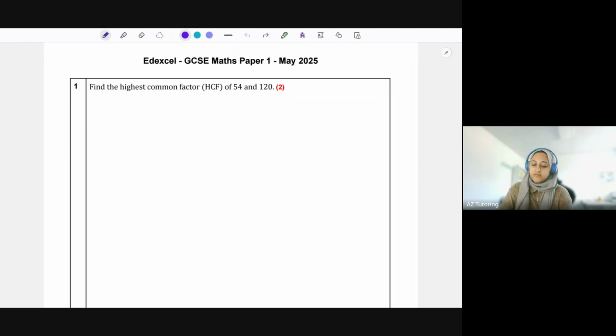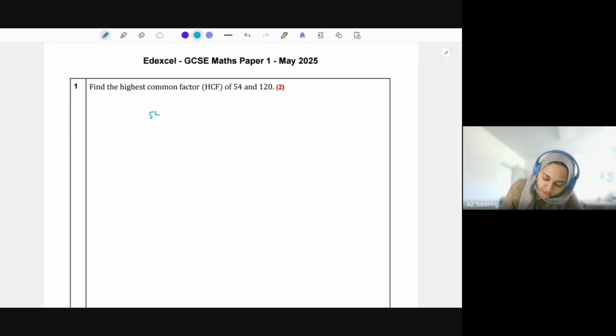The first question says, find the highest common factor of 54 and 120. You could have listed all the factors until you got the highest one, but what you can do is draw the prime factor trees for each of these and then use a Venn diagram. That's what I'm going to do.